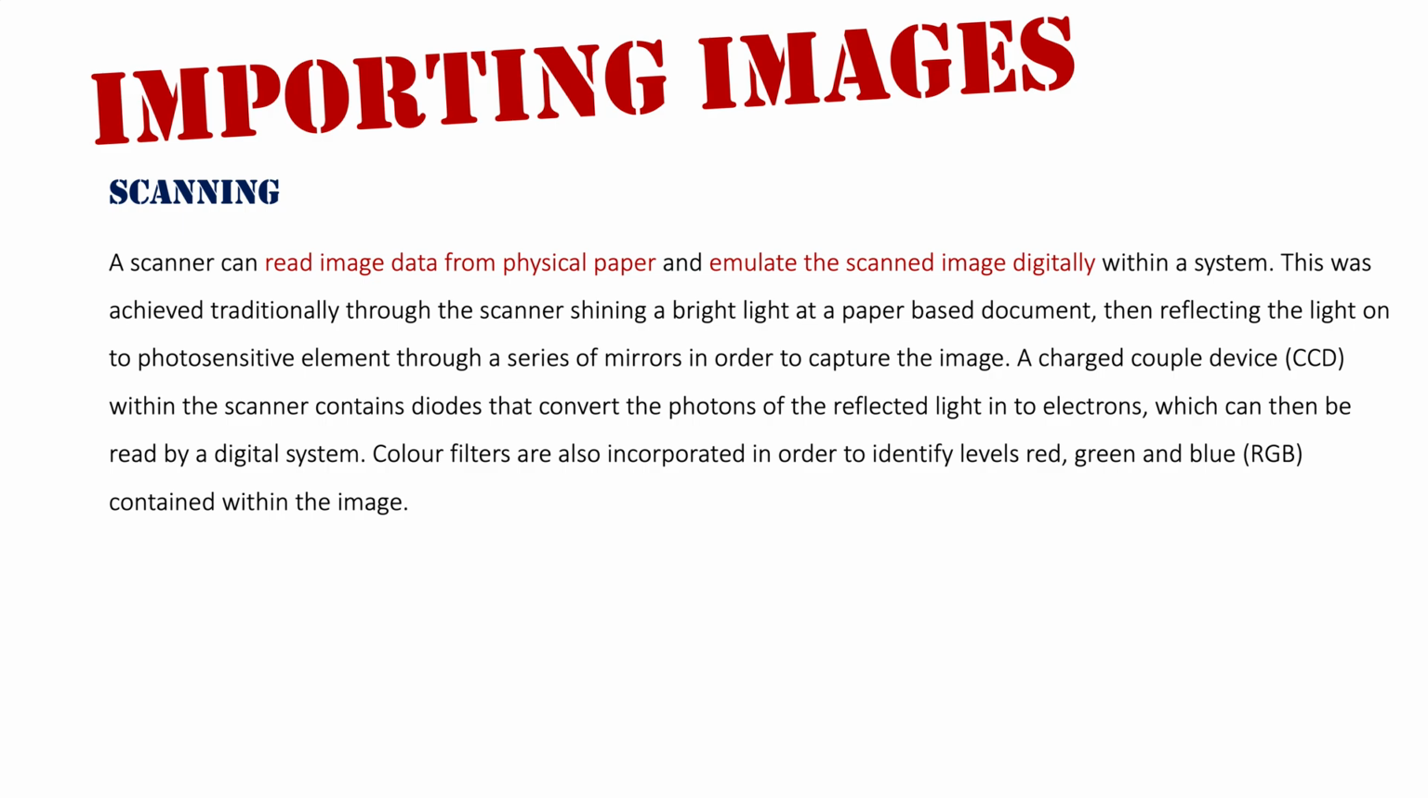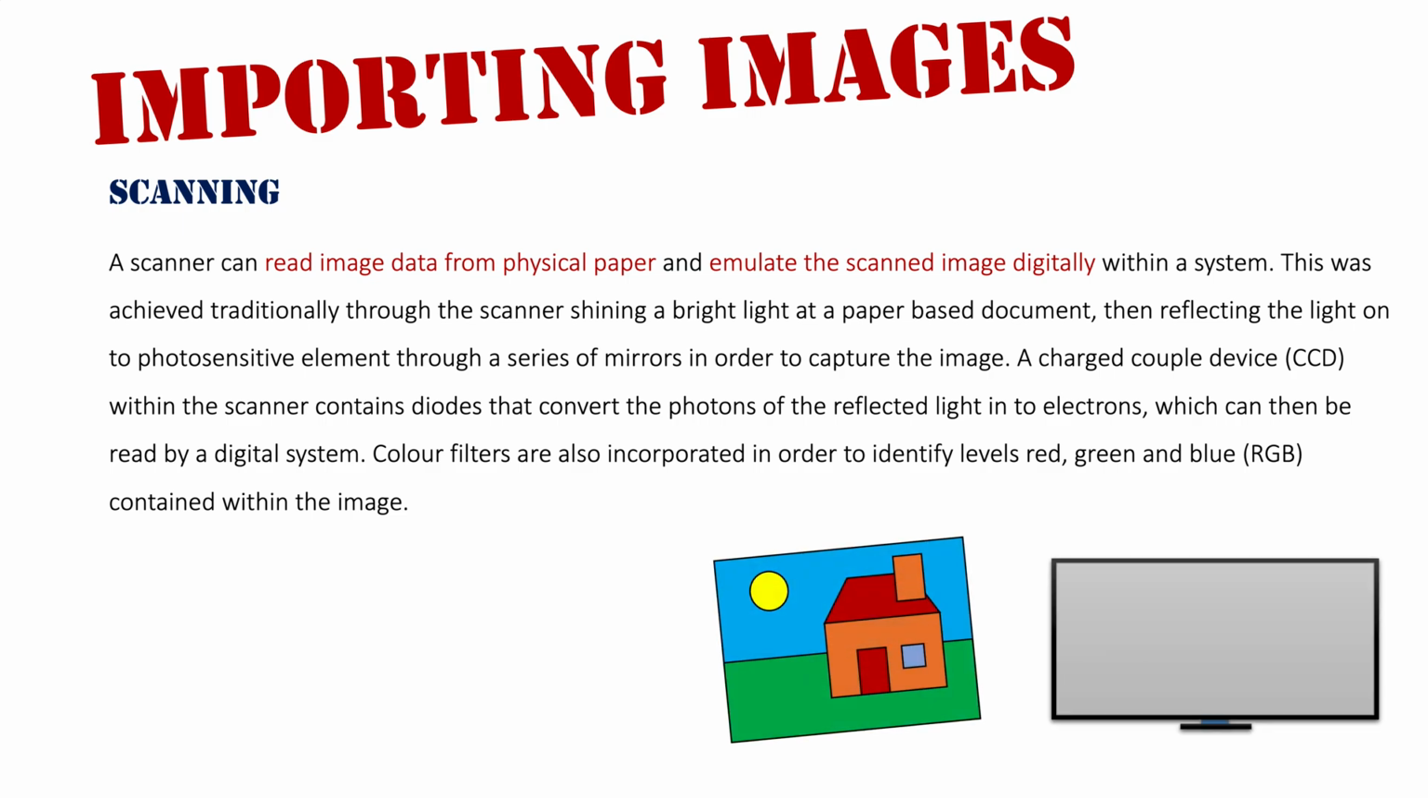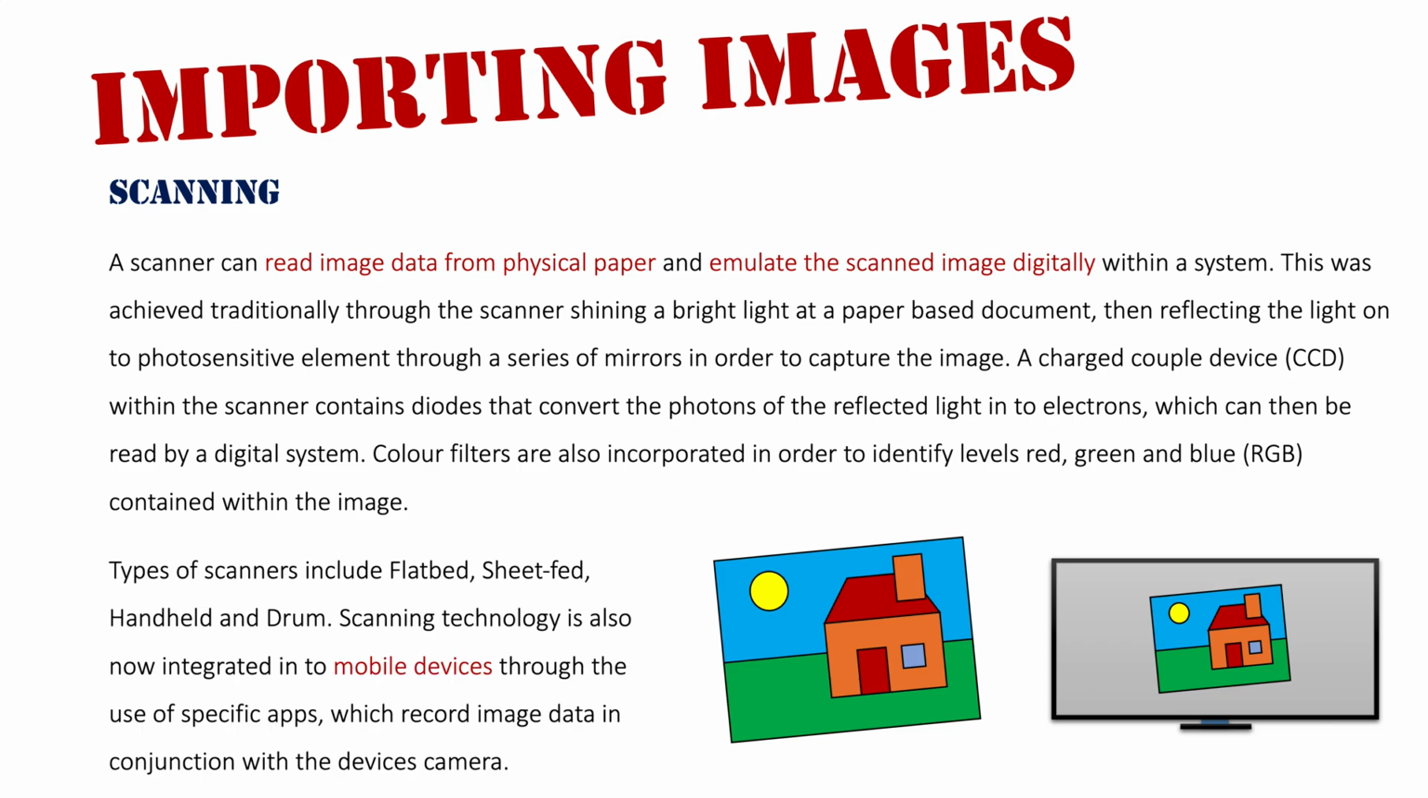It also then could run it through colored filters, which helped define the levels of red, green, and blue, the RGB that we've spoken about before, contained within the image, in order to then properly represent the color once the image was digitized. So here is my image. Here's the system that I'm scanning it into. I'd scan the image. The light would be reflected off that image using my scanner. It would identify the different levels of colors going through the color filters there, and then digitally recreate the image within my system. Now, types of scanners include flatbed, sheetbed, handheld, and drum.